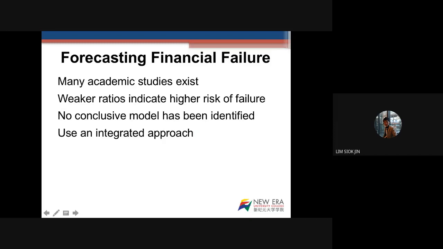All right. So, in order to forecast financial failure, so many people try to forecast. They try to look at which company is doing well, and at the same time, they also want to see which company is going to fail first. Why? Because if they know which company is going to fail, then they can exit. They can quickly get their money back. So a lot of studies exist that look at which ratio will show that the company is going to fail. But there is no conclusive model. No one model can be used. People use a combined model.